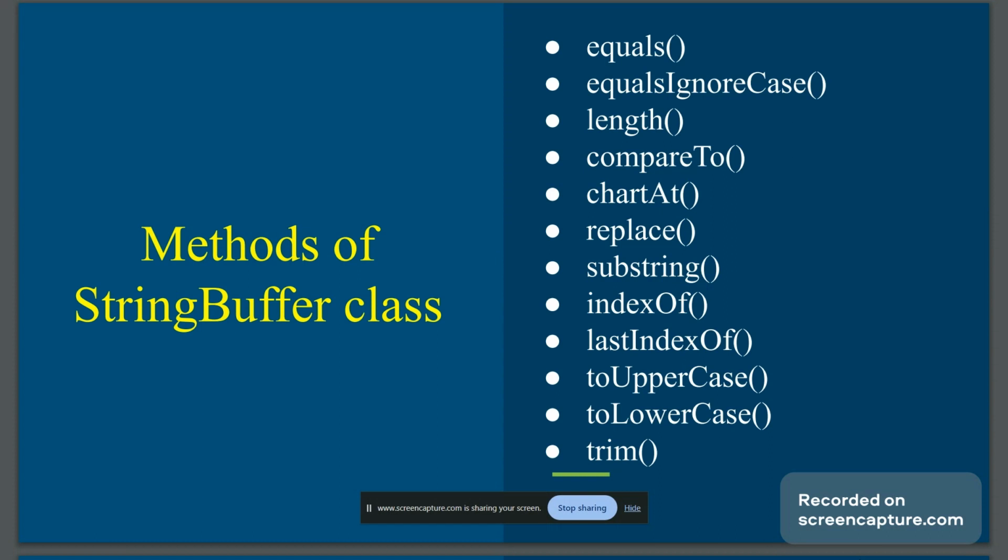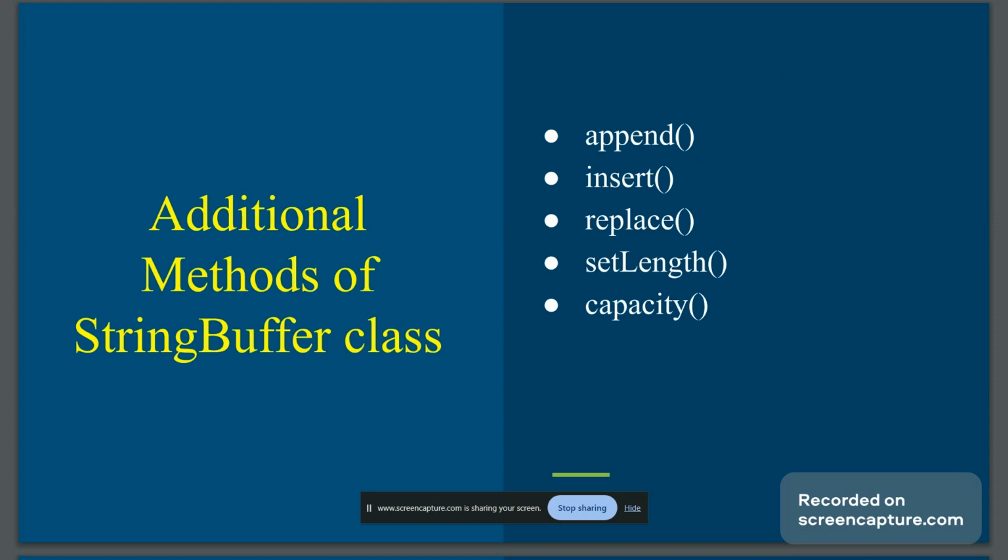Now what are the methods of the StringBuffer class? We have seen the methods of the String class like equals, equalsIgnoreCase, length, compareTo, concat, replace, substring, indexOf, lastIndexOf, toUpperCase, toLowerCase. All these methods of the String class are applicable to the StringBuffer class as well. But in addition to that, we have these methods of the StringBuffer class, which are not possible in the case of a String variable. In the StringBuffer class, we have the append method to add a new string to the already existing string.